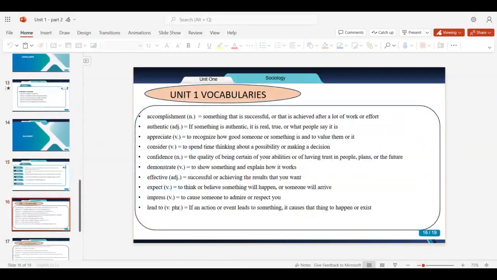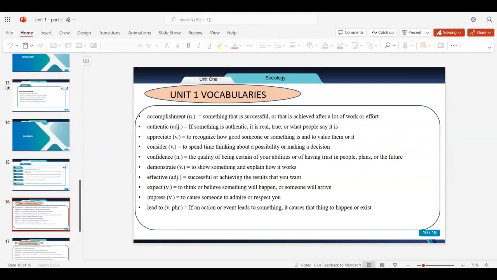This is all the vocabulary we use in unit 1. You can see one word here, the first one, accomplishment. It's a noun. We discussed it already, but again we revise it: something successful or achieved after a lot of work or effort is an accomplishment.